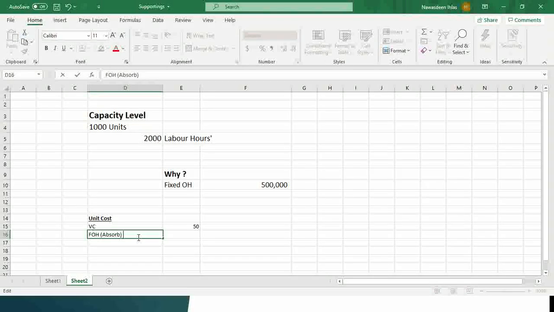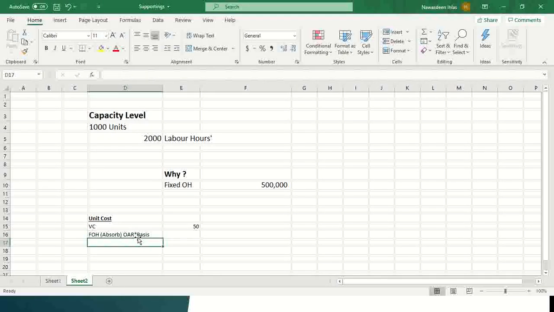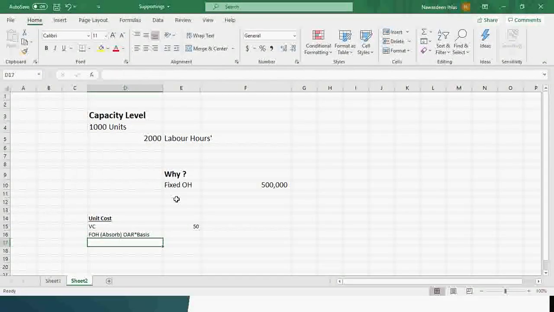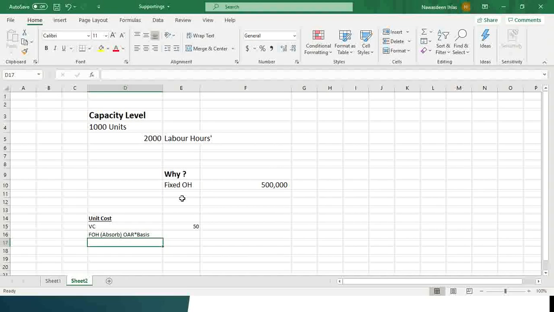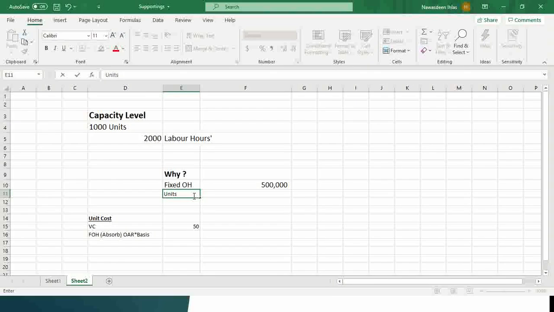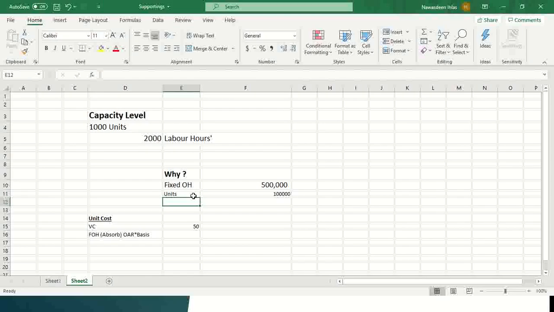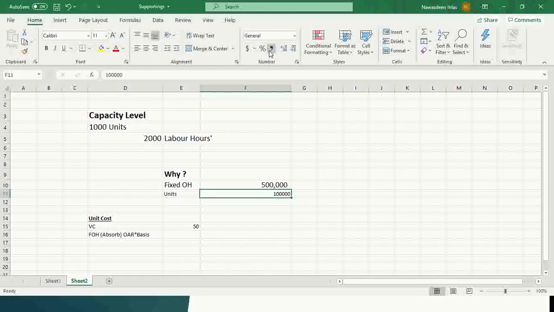That is overhead absorption rate into the basis. Either it can be unit basis, labor hour basis, or machine hour basis, whatever, right? So here let's say this particular organization, for this particular period, their fixed overheads are 500,000. For that particular period, they have produced 100,000 units.